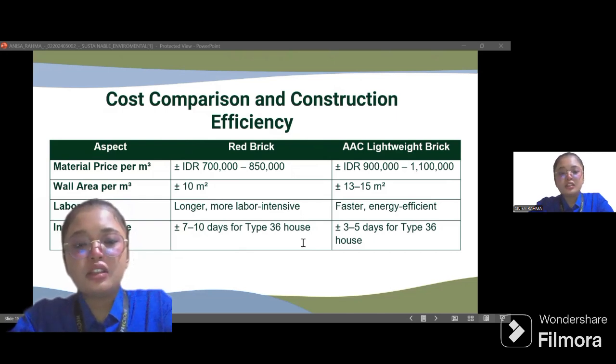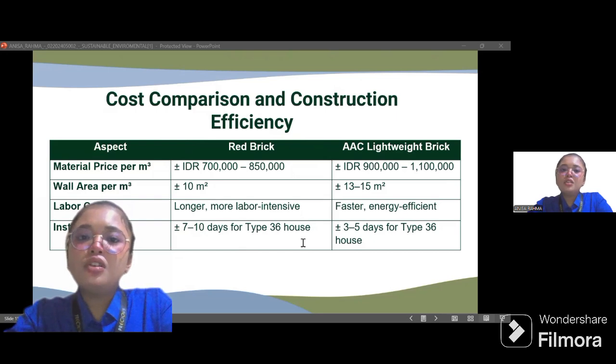Next part is installation time. Untuk rumah tipe 36, the house requires approximately 7 to 10 days to install a red brick wall, while with AAC it can be completed in just 3 to 5 days. This is not just about project timing, but also involves the use of equipment, daily energy consumption, and logistics, all of which contribute to the overall environmental footprint.